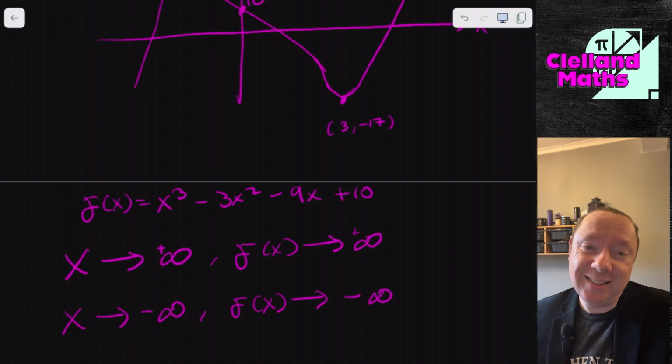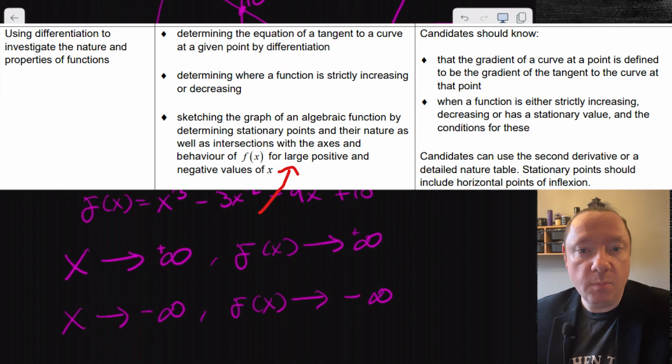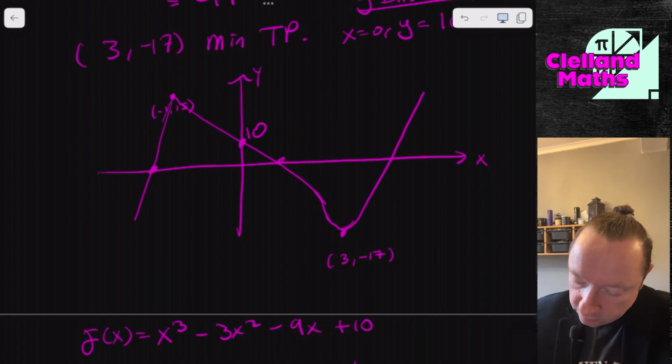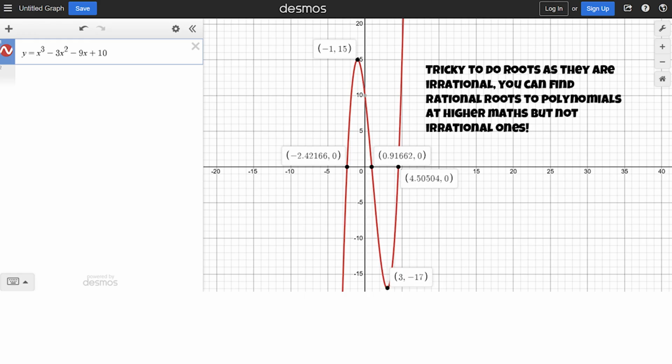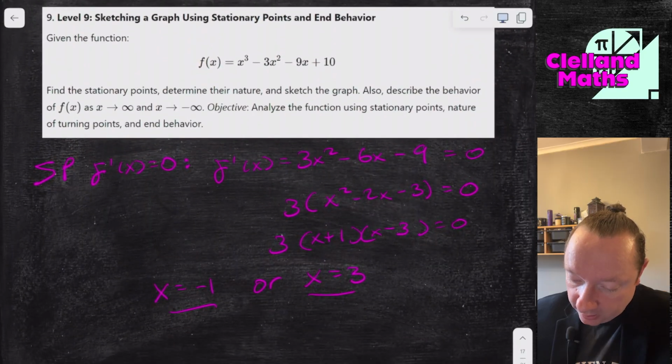And to be honest, it doesn't get asked much really at higher maths, but I'm pretty sure it might well be in the course spec. And like I say, once again, I'm not going to find out these points because I think it's beyond the scope of this video. So we're going to leave it like that because the question didn't ask us where it cuts the x-axis anyway.